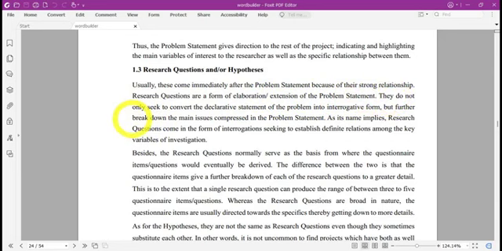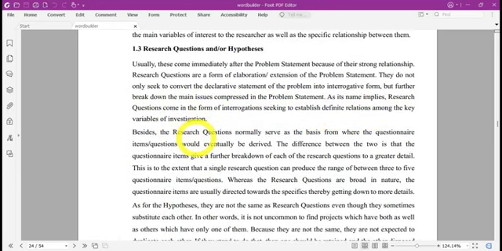They do not only seek to convert the declarative statement of the problem into interrogative form, but further break down the main issues compressed in the problem statement. As its name implies, research questions come in the form of interrogations seeking to establish definite relations among the key variables of investigation. So it goes further to explain things, breaking down the problem statement further.